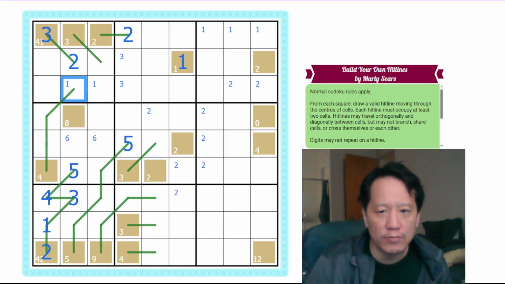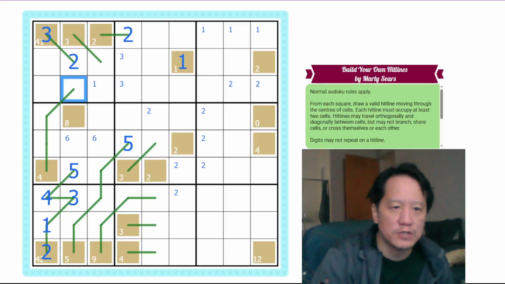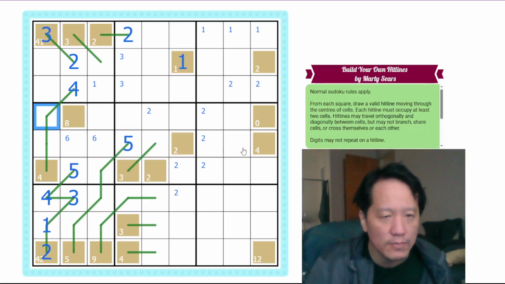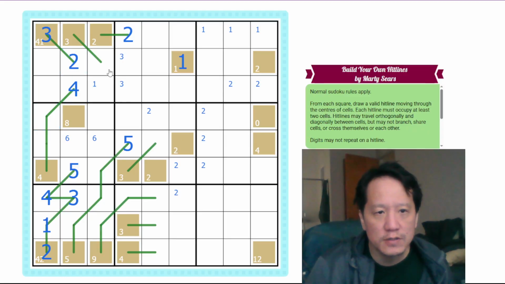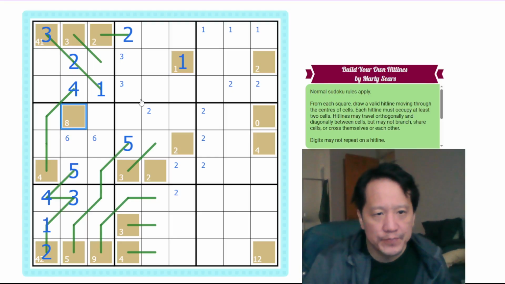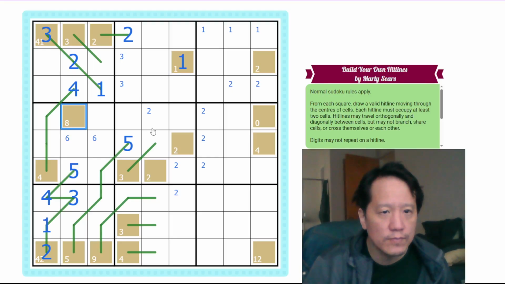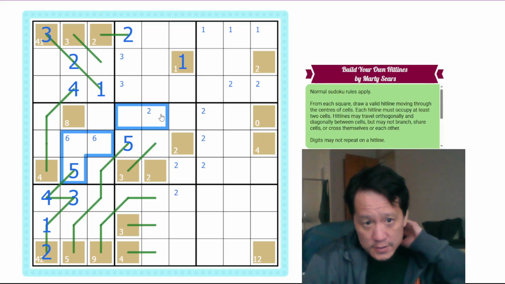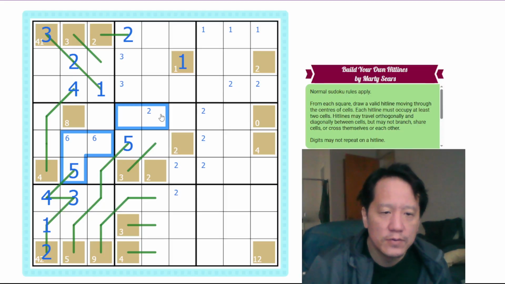Which means this can't be 1. This must be a 4 to match this hit line. That means this must go this way. So this is a 1. This must go at least to there, to... We have to 6, 7, 8, and 9. That's problematic. 6, 7, 8. This has to go this way then.